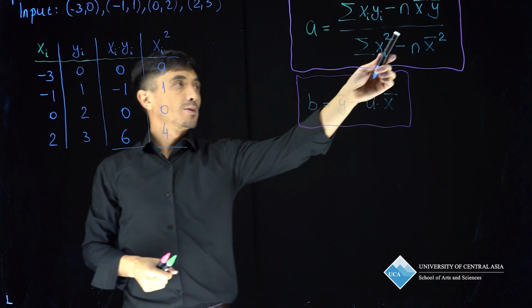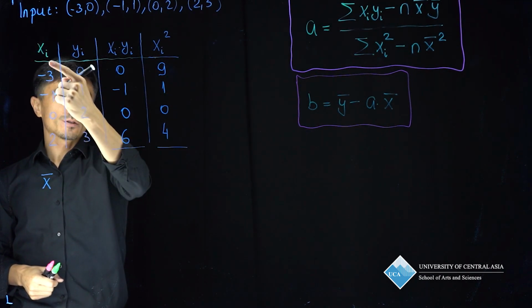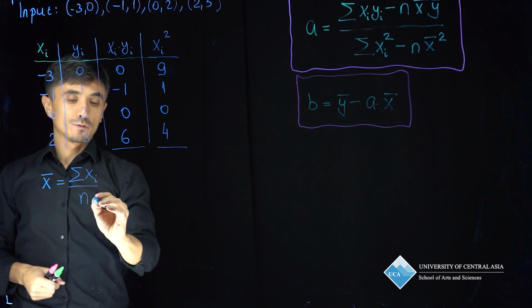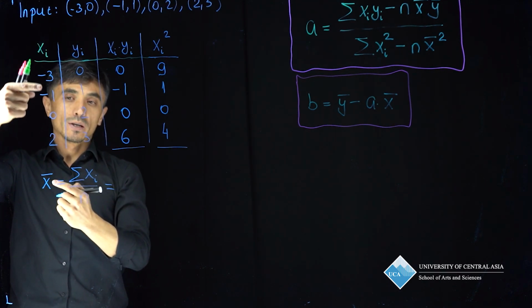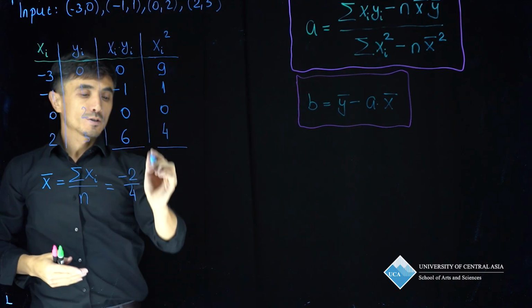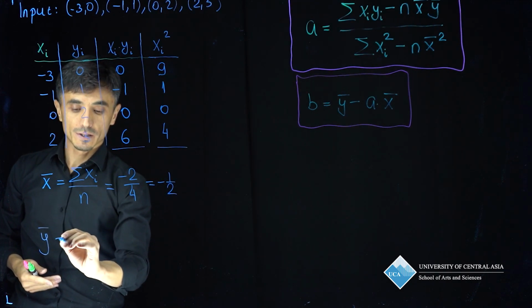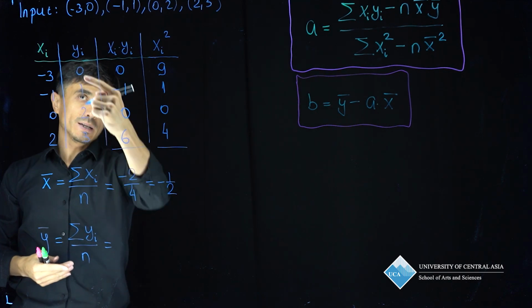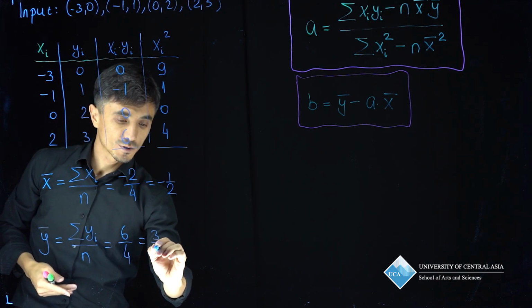We also need x bar and y bar. What is x bar? X bar is the average of x values, so it is simply the sum of x values divided by the number of x values. If you add this column, -4 plus 2, it's -2 over the 4 values we have. So it's -1 over 2. Similarly, y bar is the sum of y values over the number of y values. If you add the y values here, it's 6 over 4. So if you simplify, 3 over 2.